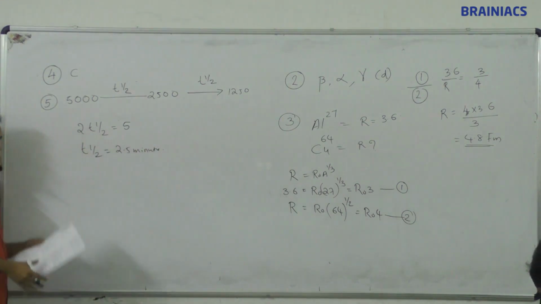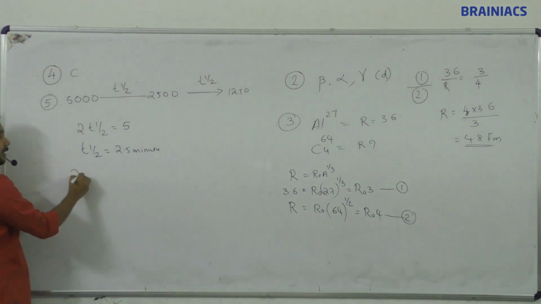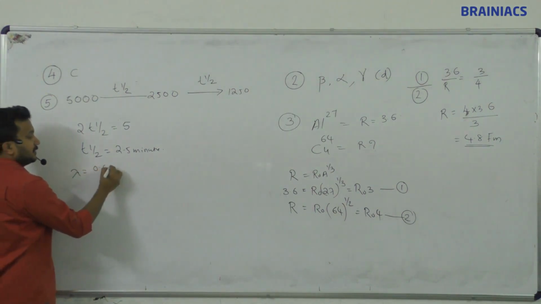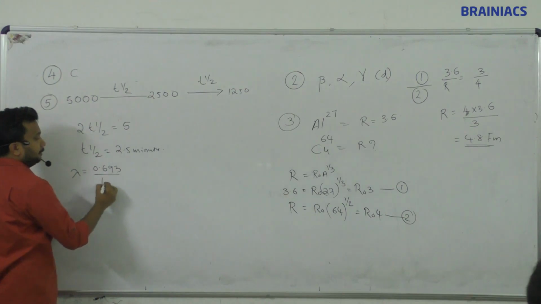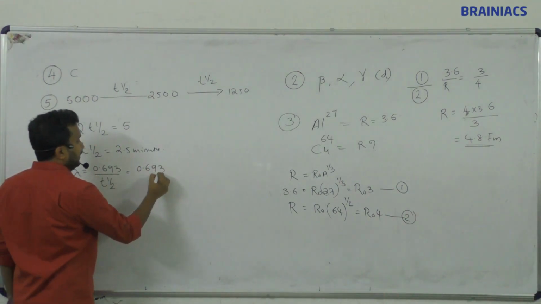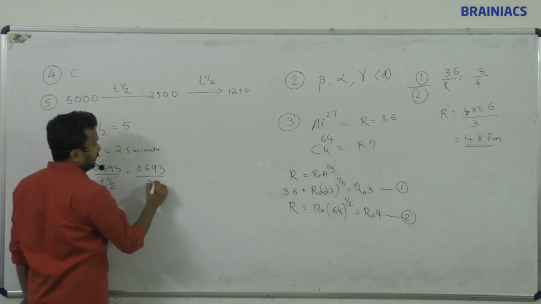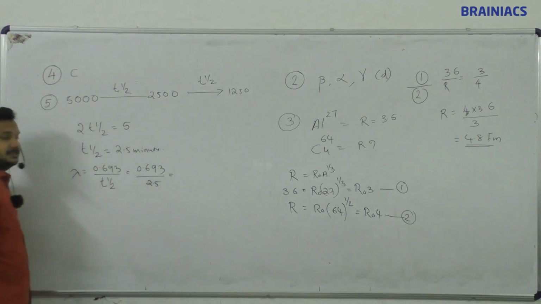What are they asking? The decay constant lambda. Lambda is equal to 0.693 divided by half-life. So 0.693 divided by 2.5, or 5 by 2, anything, it's fine. That is the answer.